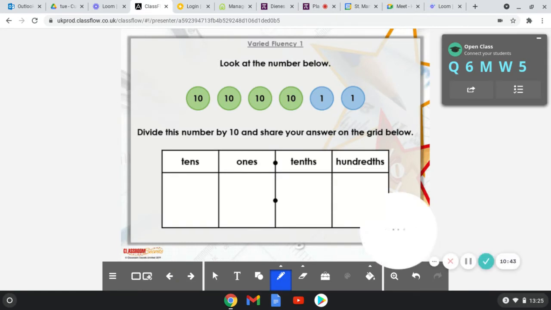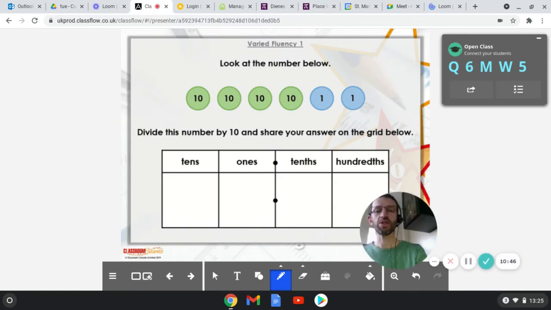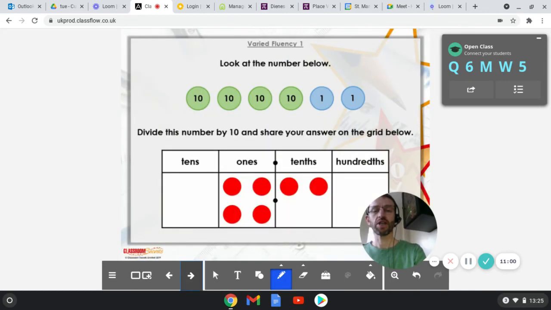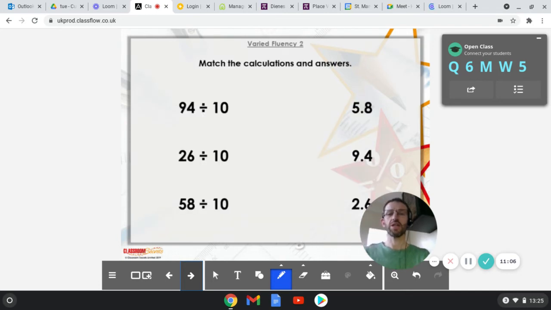So if we're doing it here, what I would have to do is draw 1, 2, 3, 4, and 2 there. And I could write the numerals as well if I want to, 4.2. There we go. They've done the dots or the discs, so showing the answer in the place value chart.